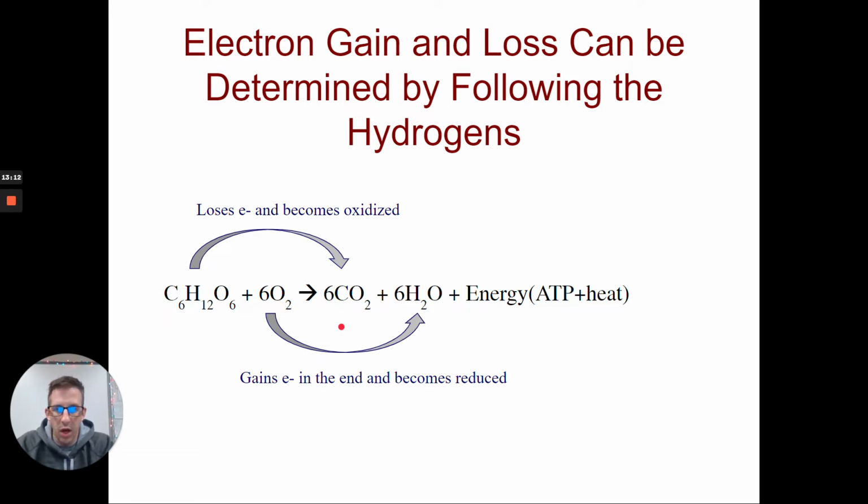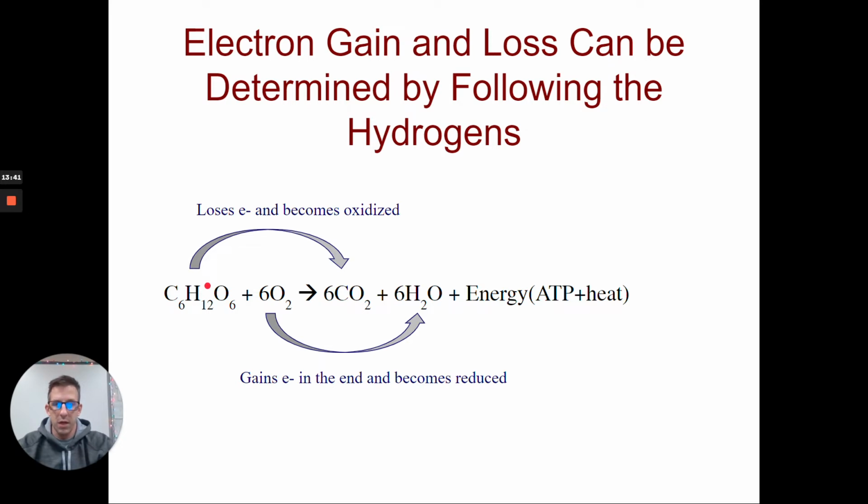What has it lost? Well, it's lost those hydrogens, right? And so when we notice that a compound loses electrons, right, because it's lost these hydrogens, which I just told you we can consider to be called electrons, it's lost them, then that means glucose has become oxidized. And when it becomes oxidized, it turns into CO2. Okay, so follow the electrons.